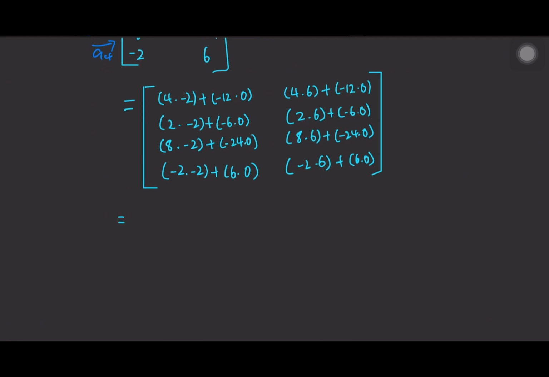Okay, and we can simplify. Negative 8, 24, negative 4, negative 16, 48, 4, negative 12. And there is your final answer. And that's how we multiply vectors and scalars or matrices.